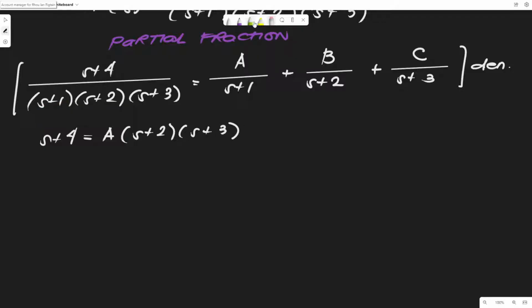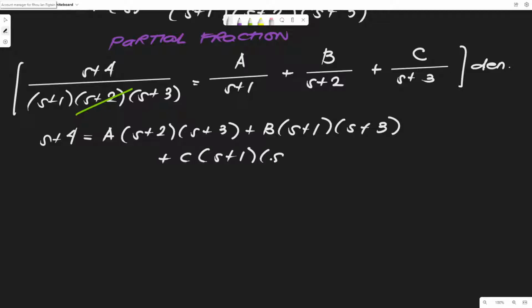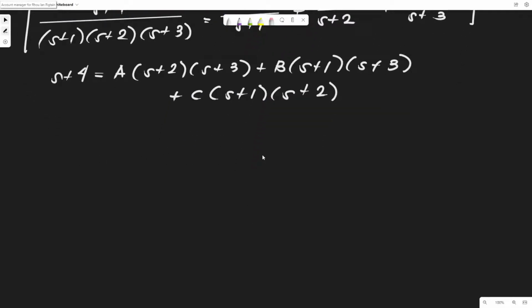Then we have b, which is merong s plus 2 sa denominator. So, tatakpan ko lang yung s plus 2. Yung maiiwan, yun yung i-multiply ko kay b. S plus 1 times s plus 3. Then, ganun din kay c. S plus 4 is equal to a times s plus 2 times s plus 3 plus b times s plus 1 times s plus 3 plus c times s plus 1 times s plus 2.